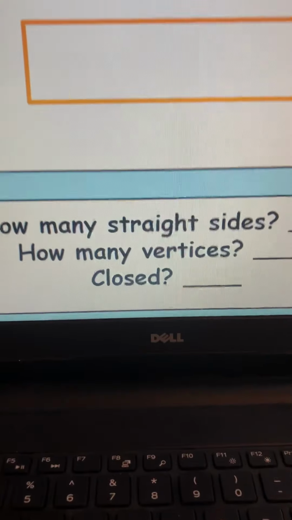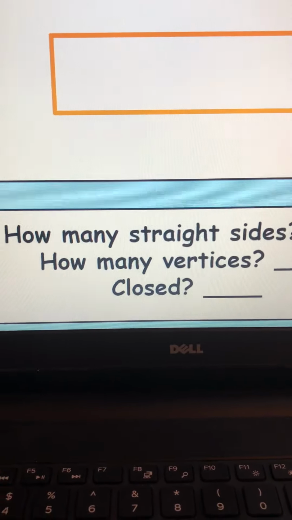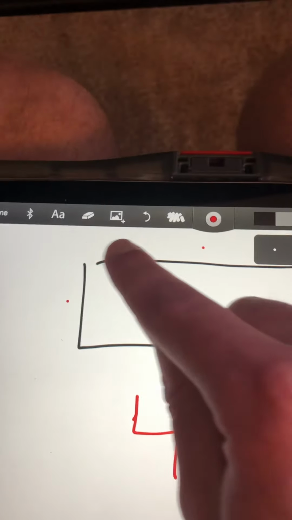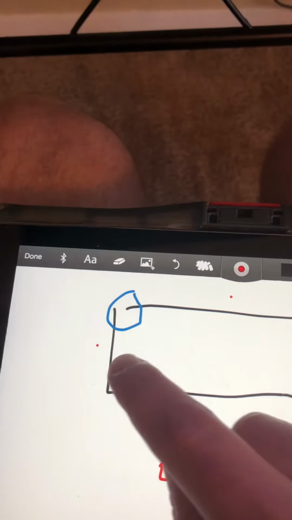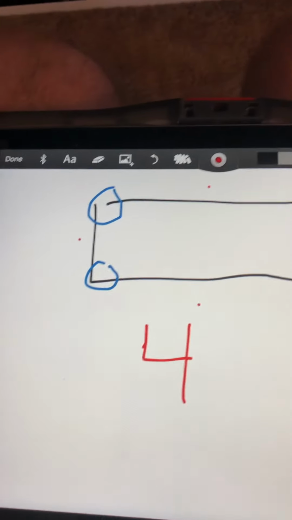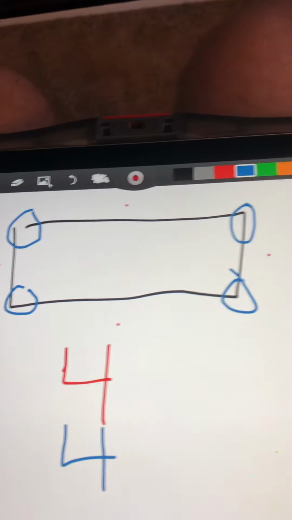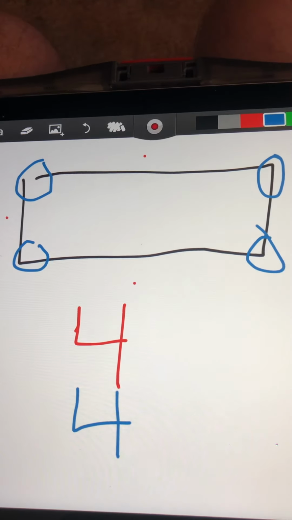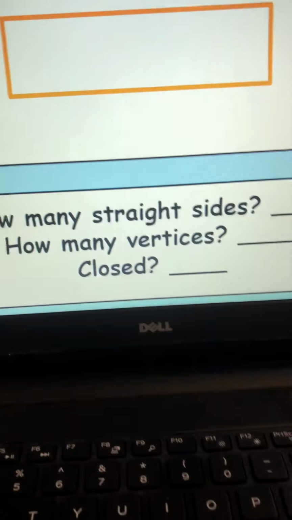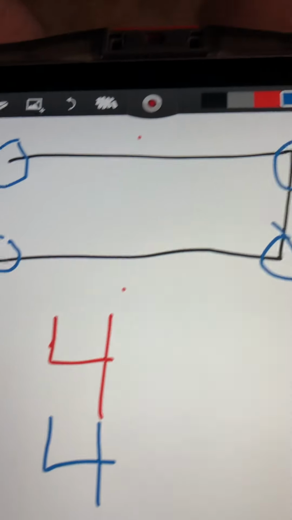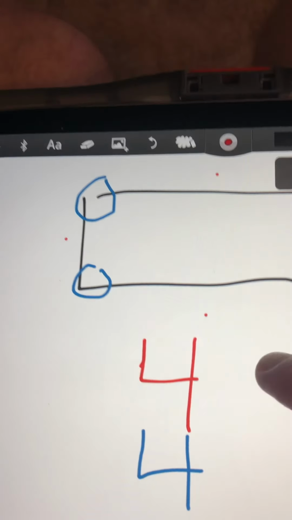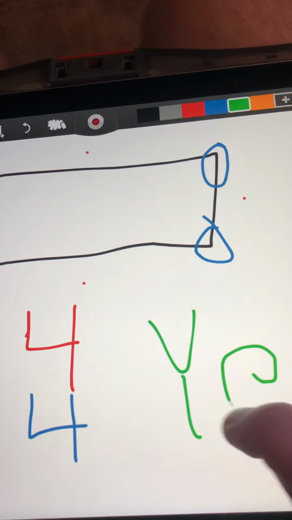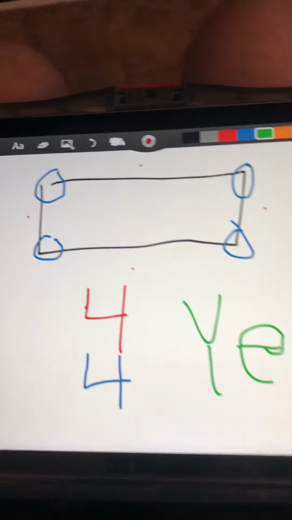Then it says how many vertices. Remember, vertices is just a fancy word for corner. So we have one corner here, 2, 3, 4. So the rectangle has 4 straight sides and also has 4 vertices. And then finally it's asking if it's closed. Remember, closed just means that all the sides are touching. So if you look around, yes, a rectangle is closed.